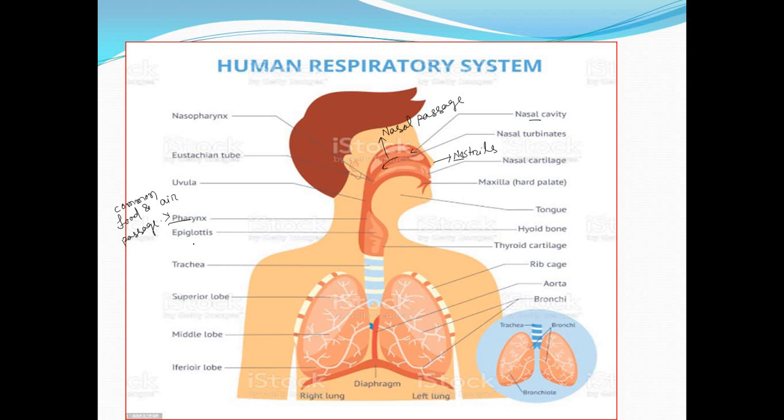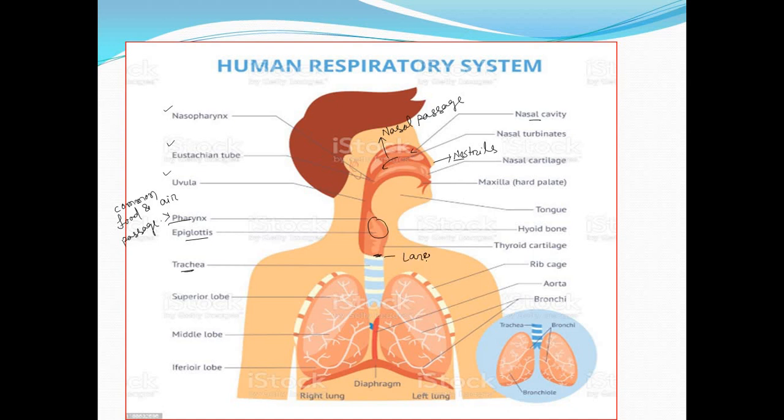Then we come to the epiglottis. Epiglottis is a flap-like structure. It prevents the entrance of food particles into the air tube. After the epiglottis, the trachea is there. I'm not discussing the uvula, eustachian tube, and nasopharynx. You can refer to the book. The trachea is after the pharynx, and between the pharynx and trachea there is another structure which is called the larynx.